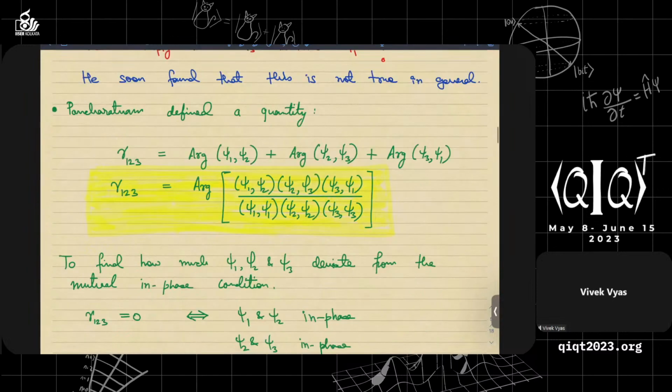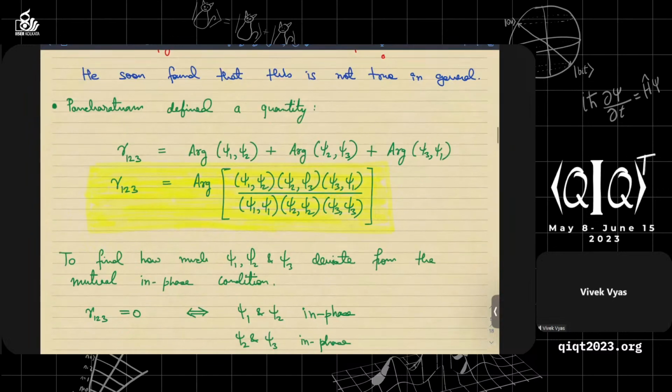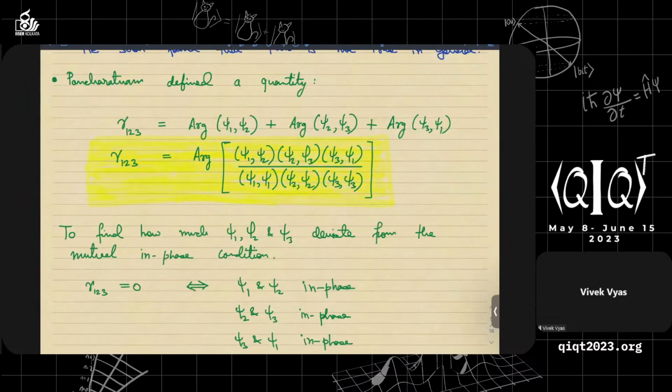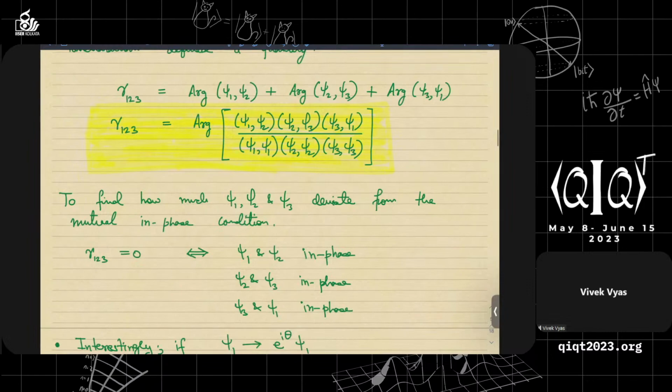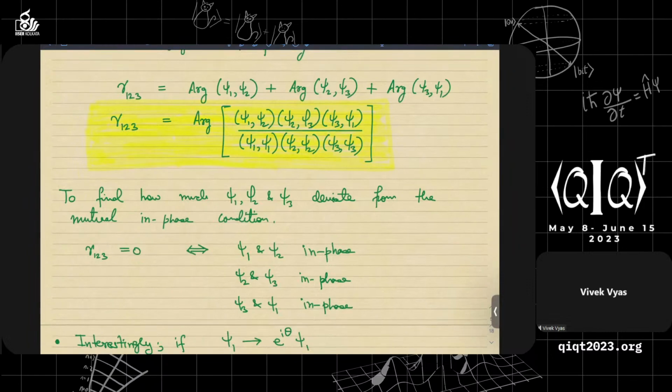He didn't use exactly the word geometric phase, but now it is called the geometric phase. So if gamma is equal to 0, then all these vectors, or all these states, are in phase condition. If it is non-zero, then at least one of them is not in phase with another, and how much it is away from the in-phase condition is the value given by gamma.